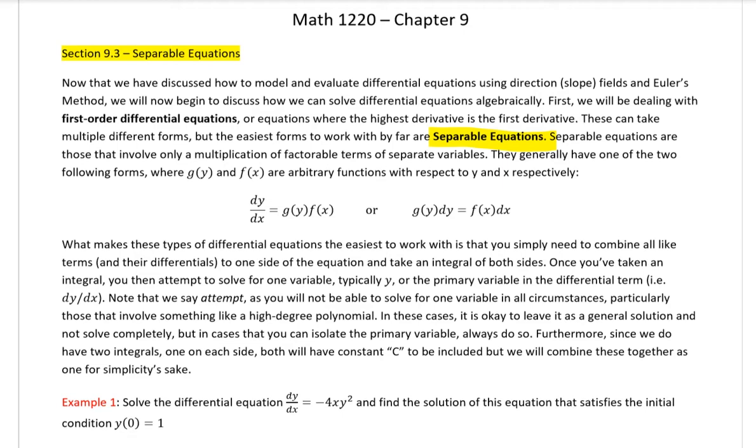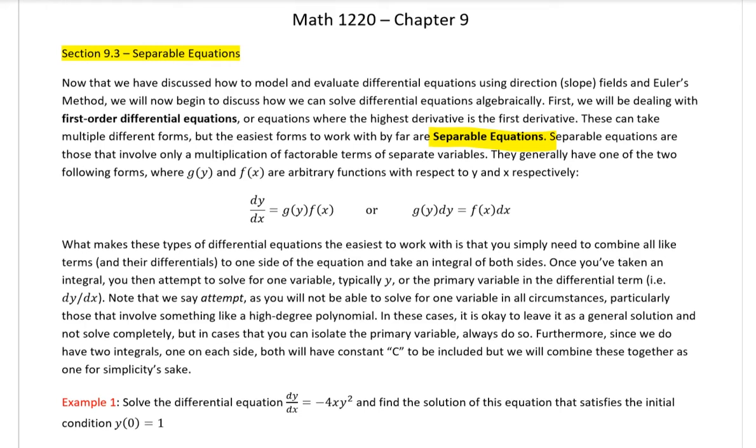Separable equations are just that. They're equations where you can separate the x values and the y values, or maybe the y values and the t values. You can separate all variables of one type on one side of an equation and all variables of the other type on the other side of the equation. They tend to look kind of like this.